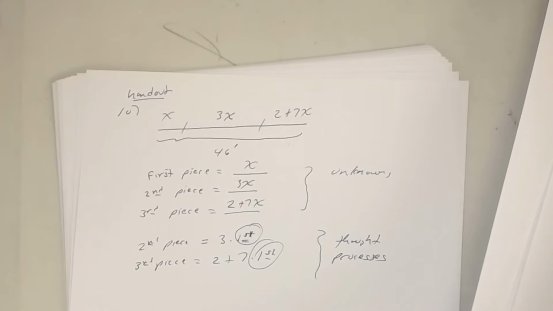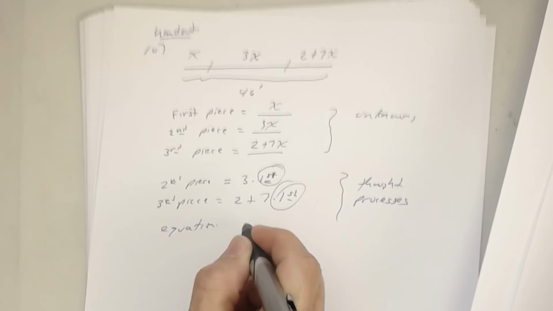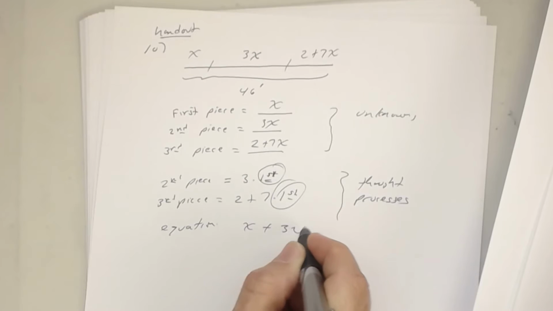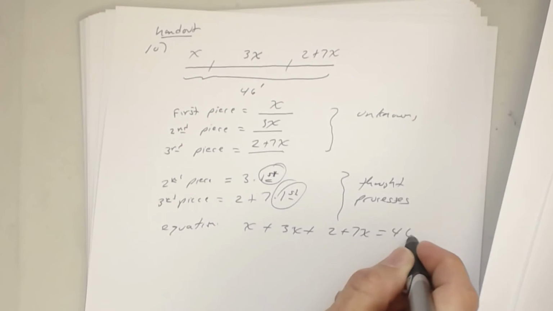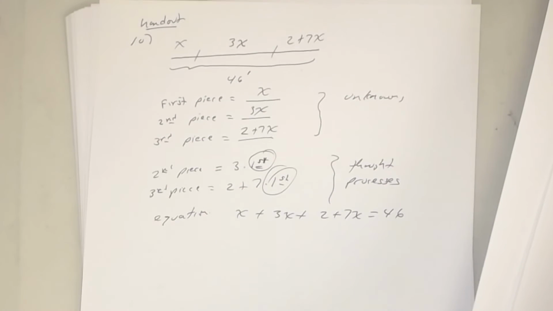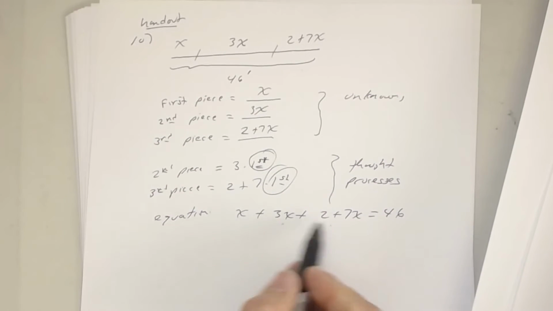X, 3X, and 2 plus 7X, which means if I do what? Add them up, they better equal what? 46. So what do you think your equation will be? X plus 3X plus 2 plus 7X has to equal 46. So there's your equation. When you add up those 3 pieces, the first, second, and third, they better equal 46, because that's how long you're told the rope is.